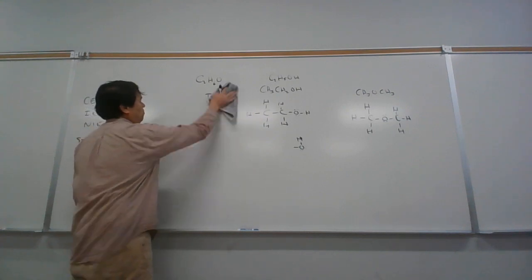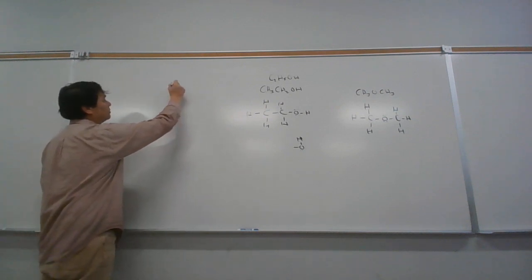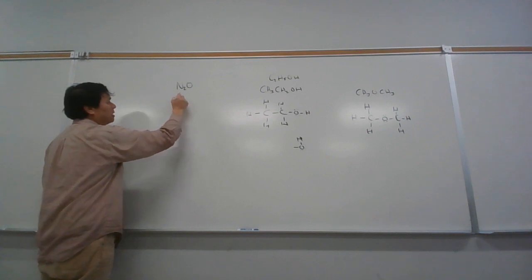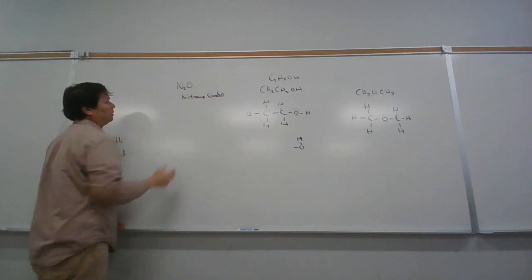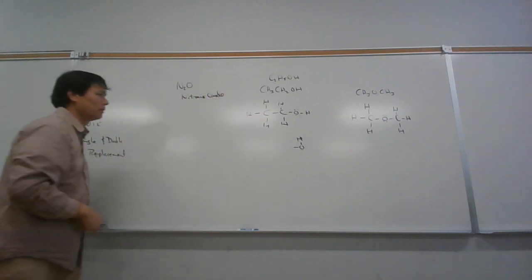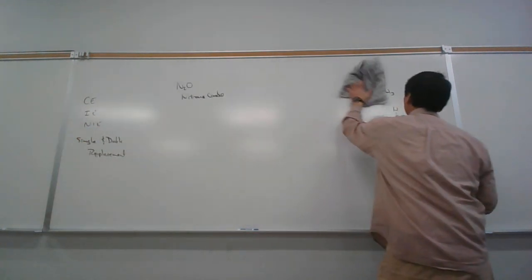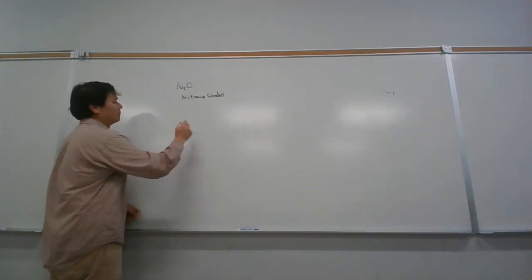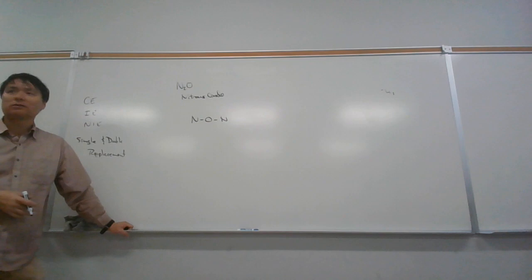In Chem 1A, one of the challenging problems is this one, N2O. N2O has a common name. This is dinitrogen monoxide. Its common name is nitrous oxide, or laughing gas. But what's the structure of this? A lot of people will think this has probably an ether-like structure with oxygen in the middle, because oxygen likes to bridge things like this.